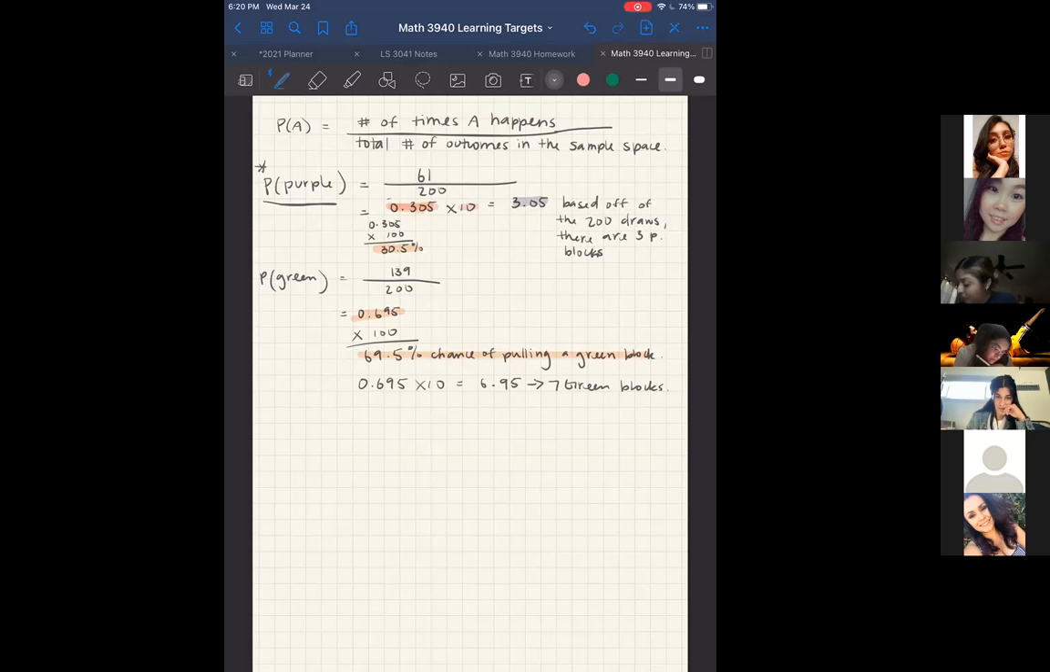We all good? Yeah, so multiplying it by 100 is finding the percent of pulling the color. Multiplying by 10 is finding out how many blocks. Yes, and then I'll put here because we know.